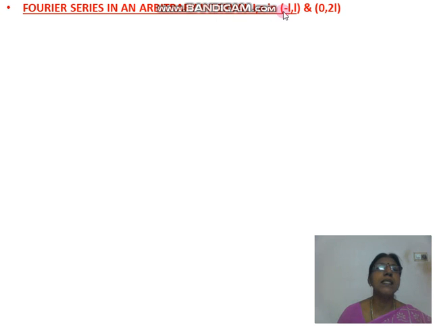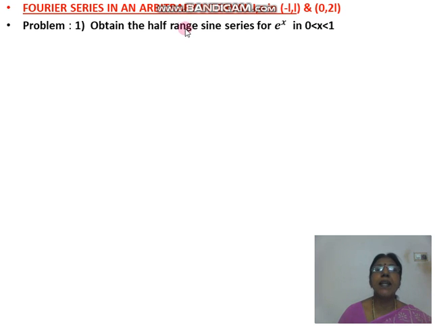Arbitrary interval means other than the intervals minus pi to pi and 0 to pi. Without pi, only in terms of L, or numbers. In place of L we have 1, that means minus 1 to 1, minus 2 to 2, minus 3 to 3, or 0 to 4. 4 means 0 to 2 into 2, we take like that. That is, other than minus pi to pi and 0 to pi, the remaining ones we call arbitrary intervals. Okay, we see the problems in the given arbitrary intervals.